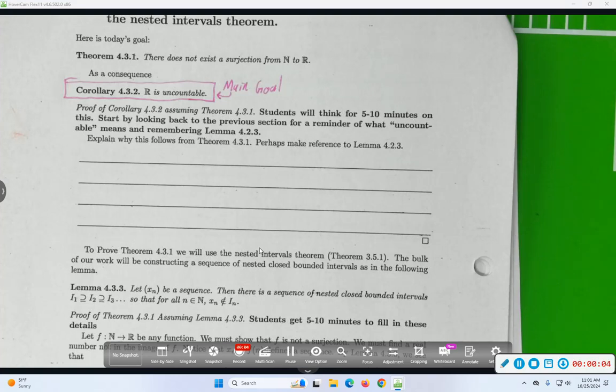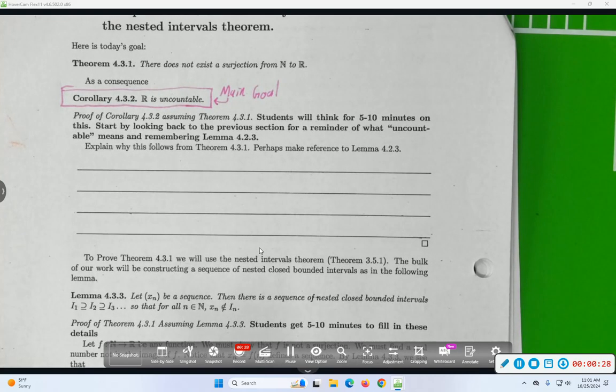Go to the previous section, which was countability. What does it mean for a set to be uncountable? There's a non-satisfying answer and then a satisfying answer.